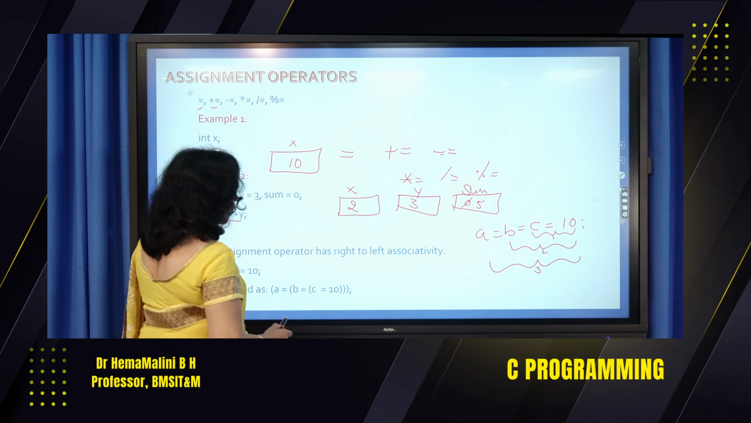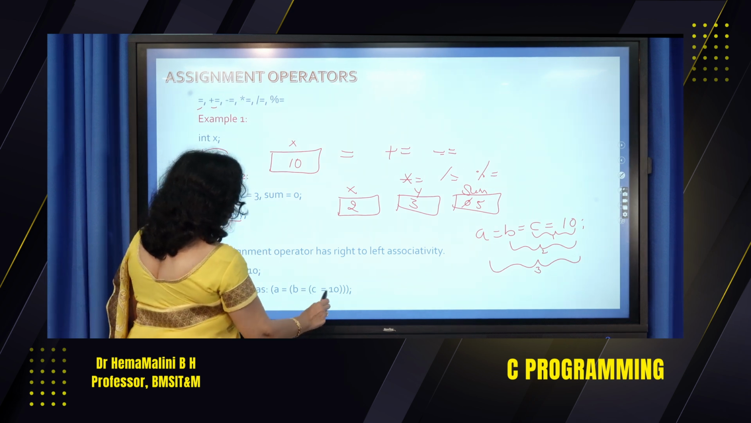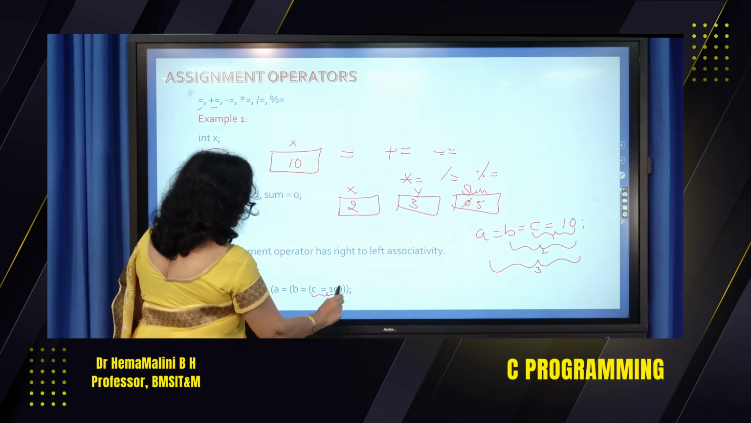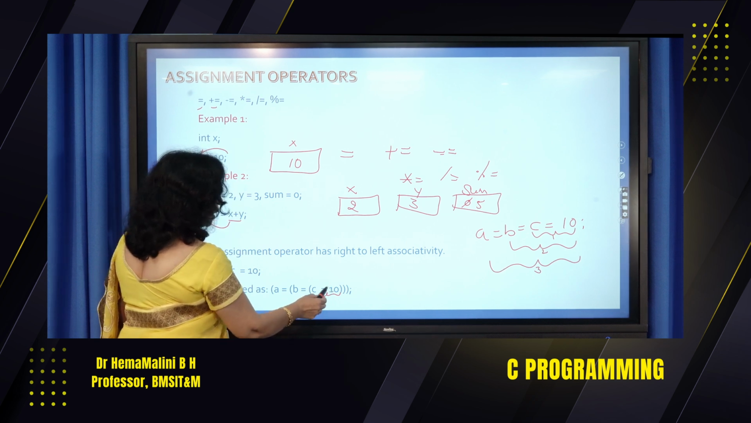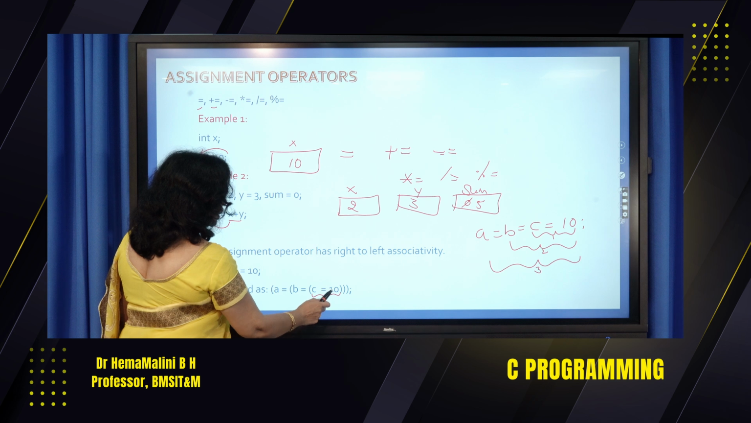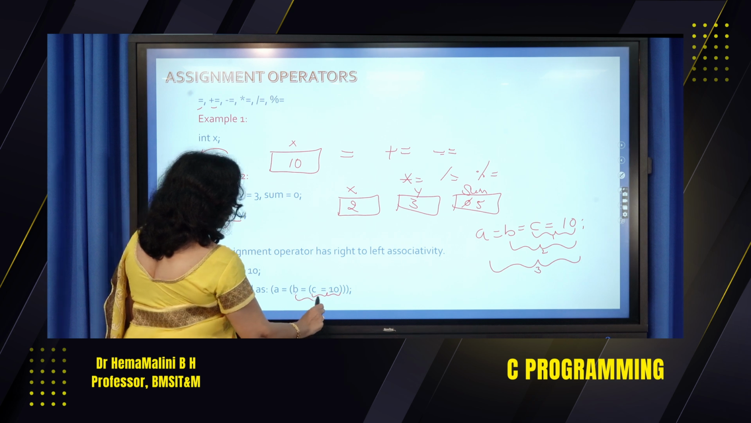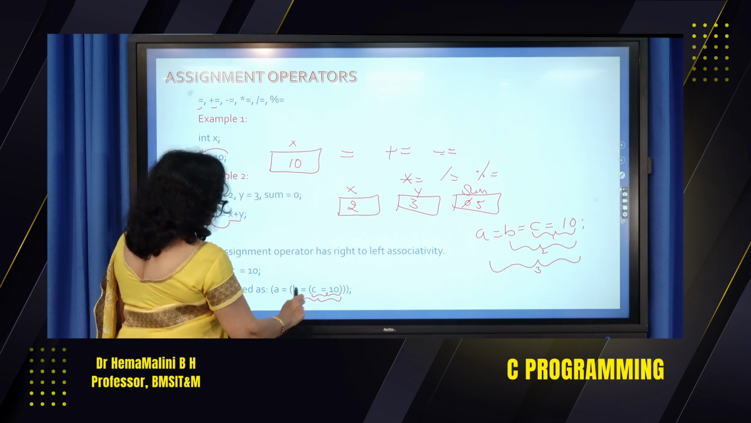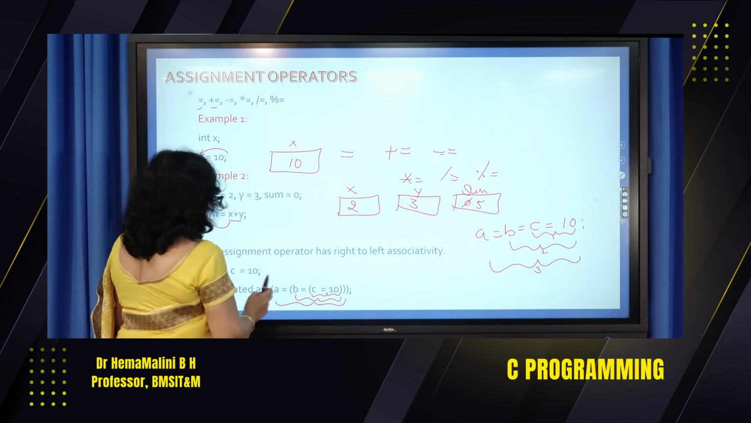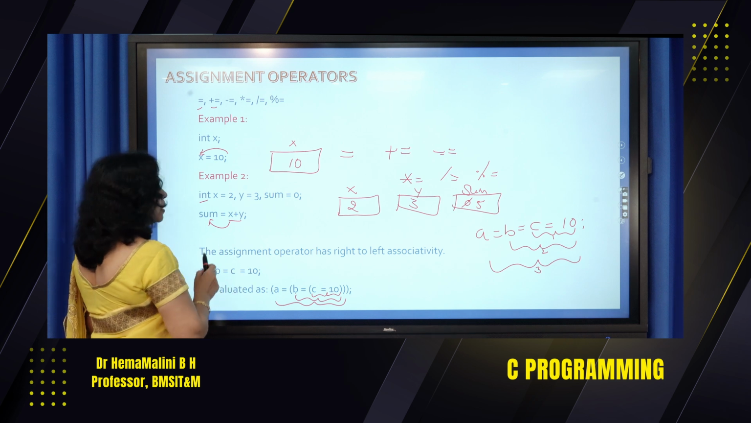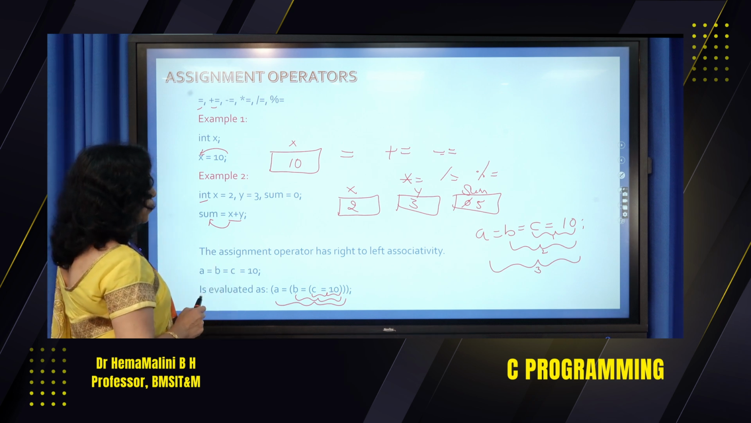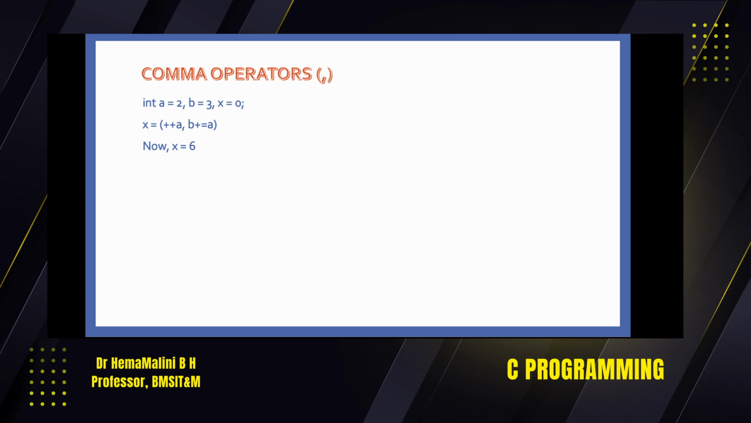That is why I have shown it with the parenthesis. So C equal to 10 happens first. The value 10 is stored in C. This 10 is stored in B now. After that the same 10 is stored in A. So after executing this line, all the three variables A, B, C will be holding the value 10.